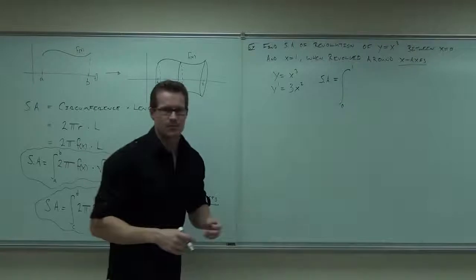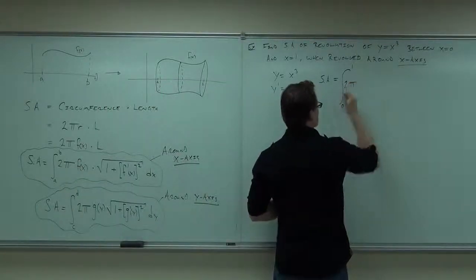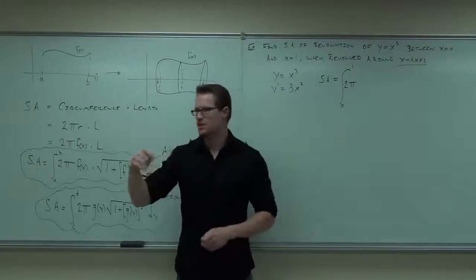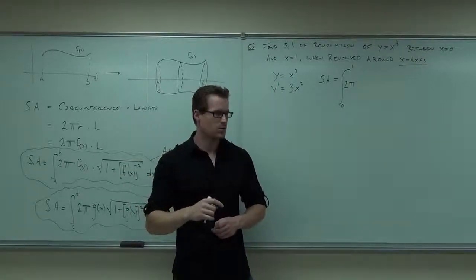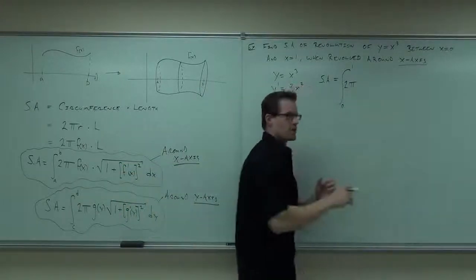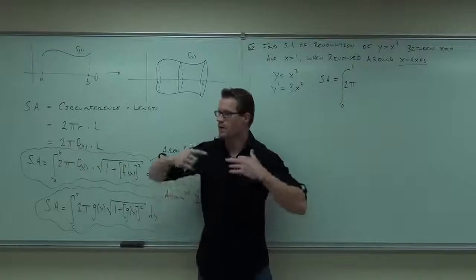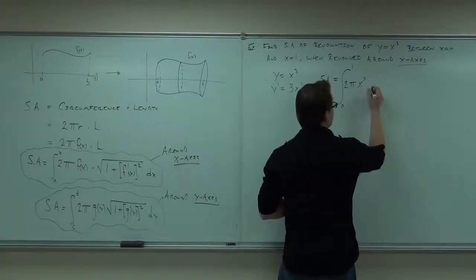Continue, what else are we going to have? 2 pi. 2 pi is going to be there. 2 pi comes from the fact that we're taking circumferences, that's where that's coming about. What now? Where are you getting x cubed? Yeah, that's what that says. Take your function, whatever it happens to be, in terms of x, because we're going around the x. Then what?